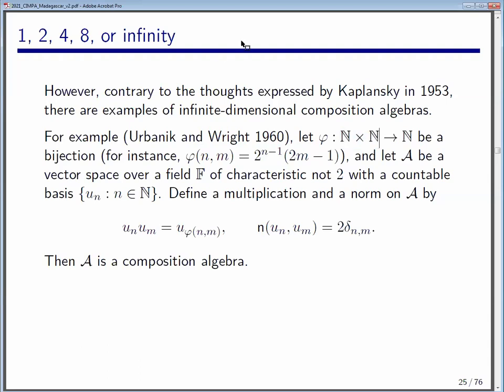So take this bijection and now take a field of characteristic not 2, and take a vector space with a countable basis. So we have this basis, and define a norm imposing that this basis is an orthonormal basis. So the norm of any of these elements is 1, and different elements are orthogonal. Okay, and now define a multiplication in this algebra using this formula.